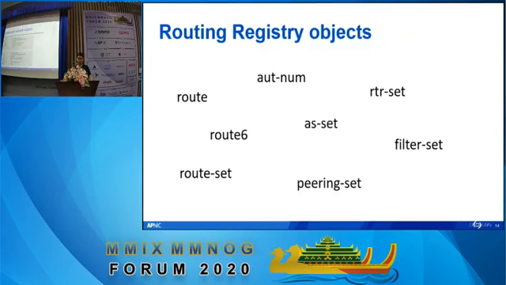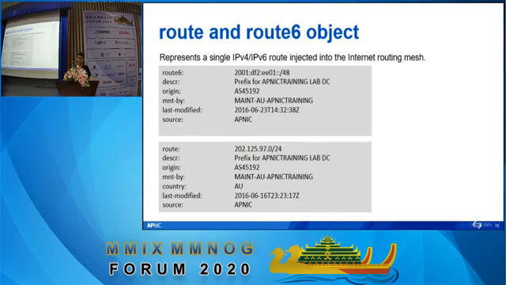So for route and route6, the route object is for IPv4 addresses, basically. In the origin part, that is the AS number that is announcing that prefix. So this route object shows this AS number is announcing this IP prefix. So it's for information showing. And route6 is for IPv6 blocks, showing which AS number is announcing which IPv6 block.